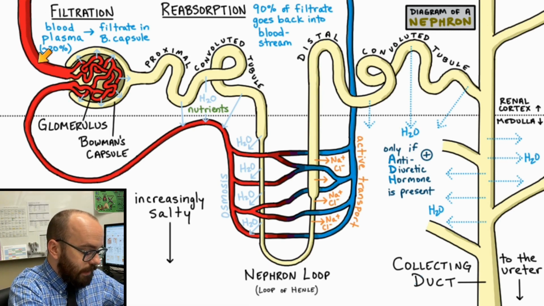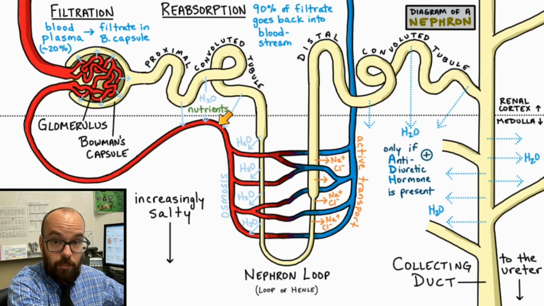Blood is going to enter into the glomerulus from a renal artery. About 20% of that blood plasma is going to get filtered out into the Bowman's capsule. That filtrate will travel through the proximal convoluted tubule. About 2/3 of the water that got filtered out will get reabsorbed back into the bloodstream just here in the proximal convoluted tubule. Nutrients also get reabsorbed, so we make sure we keep all of those important nutrients in the bloodstream.